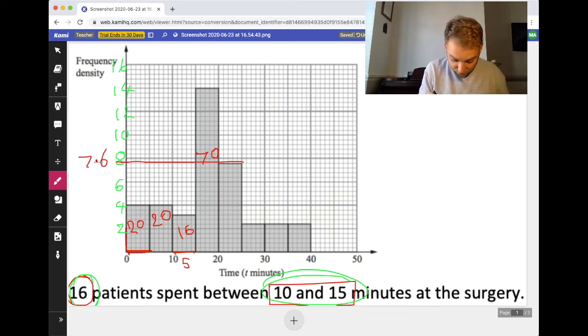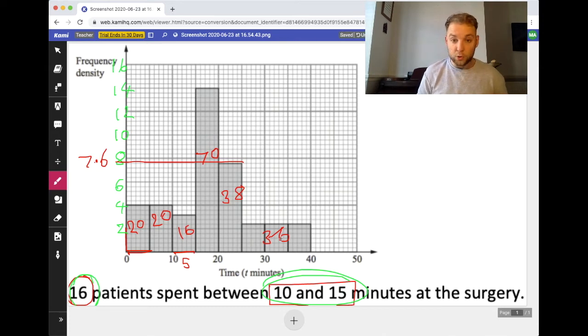Okay, so it's going to be 7.6 times by 5, which is equal to, this one here is 38. It's quite tricky to do that one. And then these ones here are 2.4, because it's 6 up. So 2.4 times by 5, 10, 15. 2.4 times by 15, which is equal to 36 for all 3 of those.